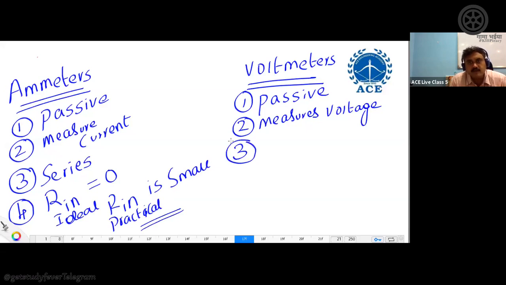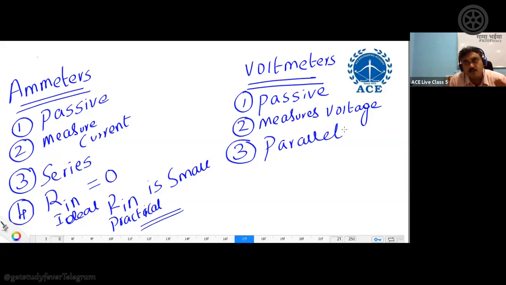Voltmeters are the devices which measure voltage. So whenever you measure voltage, it should be measured with respect to open circuit terminals. Then you will get the correct voltage. That's the reason voltmeters will be connected in parallel. Across the branch on which you want to measure the voltage, you connect a voltmeter in parallel. Then you will get the voltage.